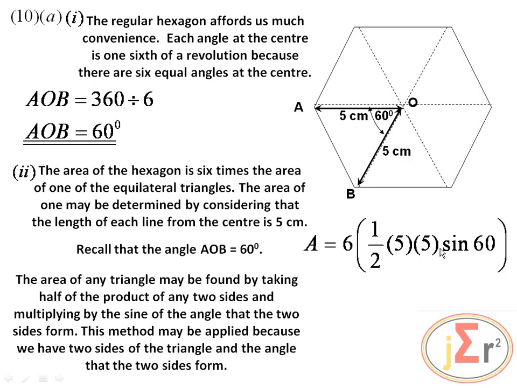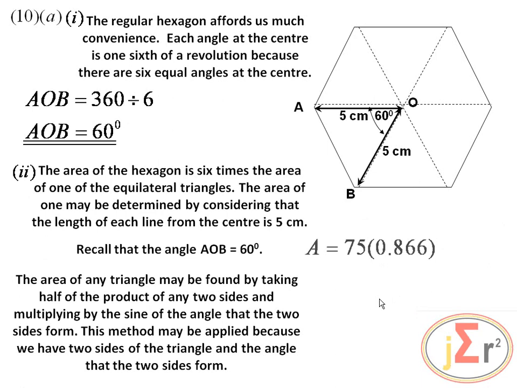So multiply that by sine of the angle that the two sides form, sine 60, and that is what we will get. A half, 5 times 5, sine 60. Do not forget that we have 6 of them. So that turns out to be 75 times 0.866, and that gives about 65 centimeters squared.